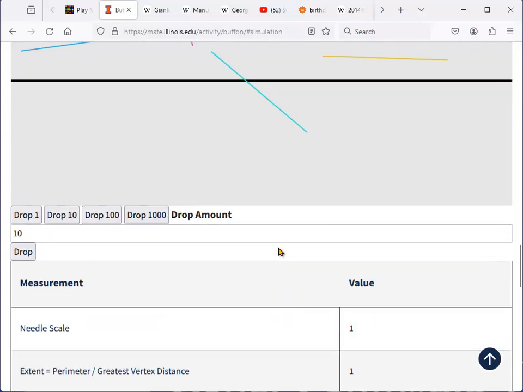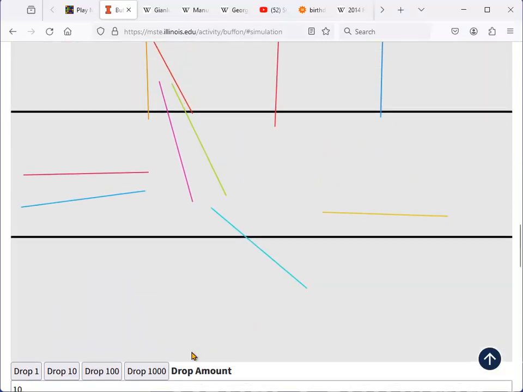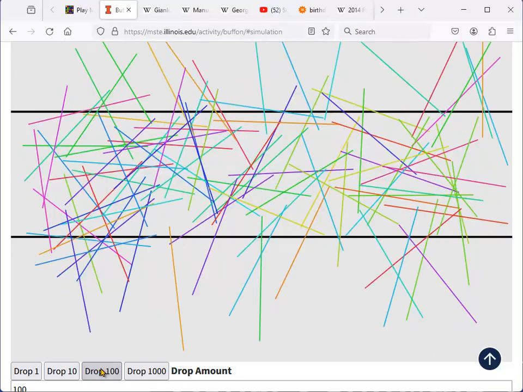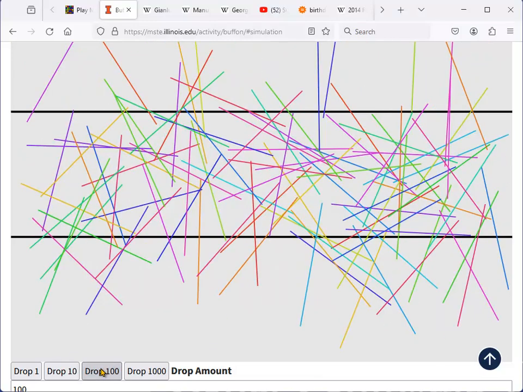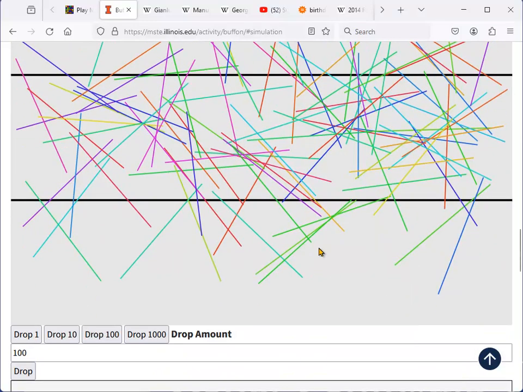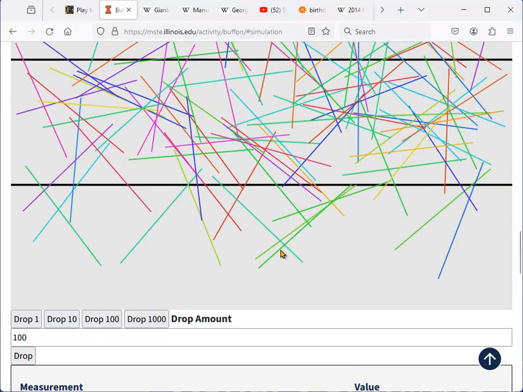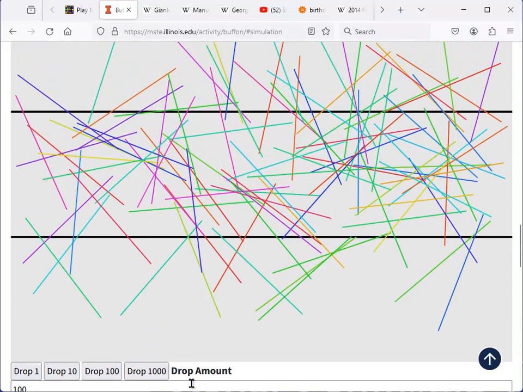So this is where the law of large numbers comes in. So again, my instructions say, click on drop 100 7 times. 1, 2, 3, 4, 5, 6, 7 times. There we go. So here we go. These are my numbers. Oh, 3.21 is getting closer for pi, right? And now click on drop 1000 9 times.